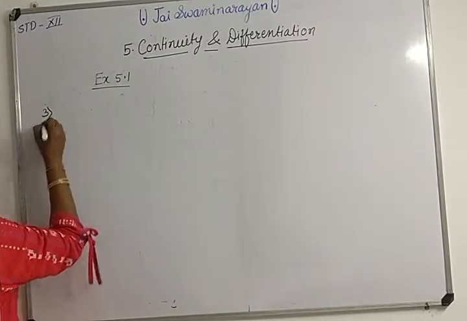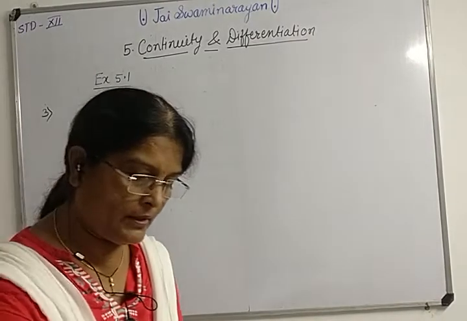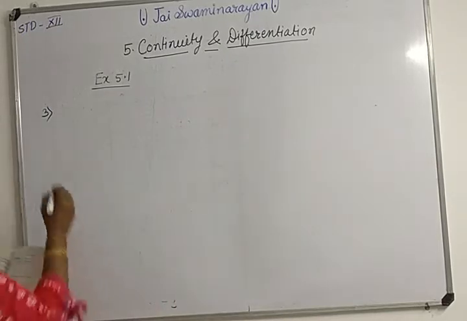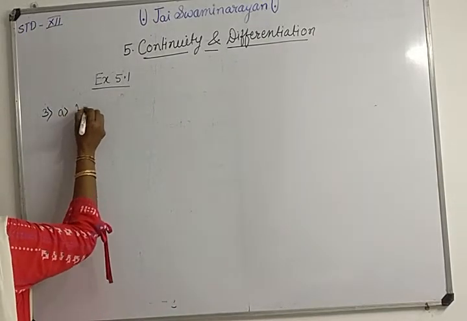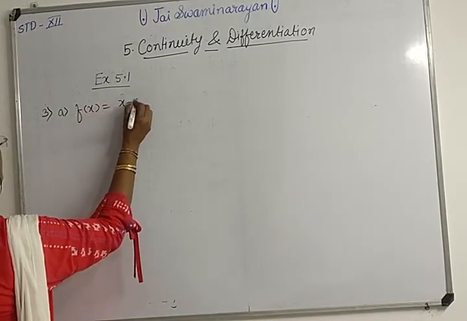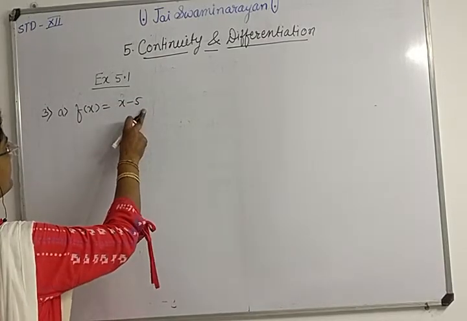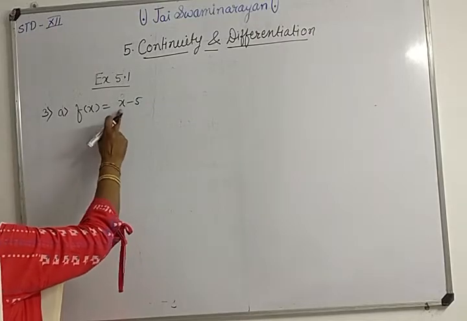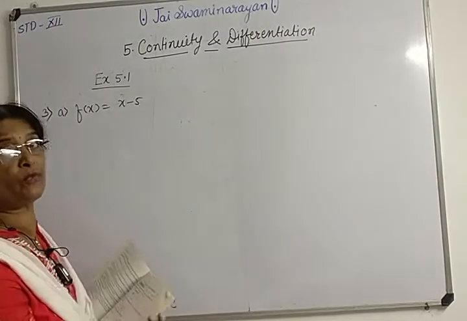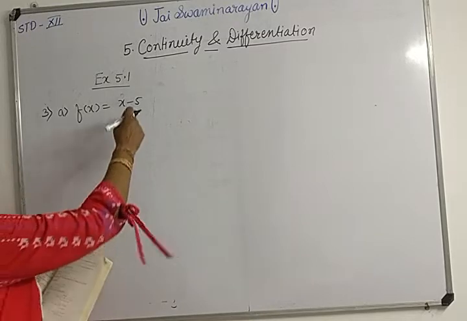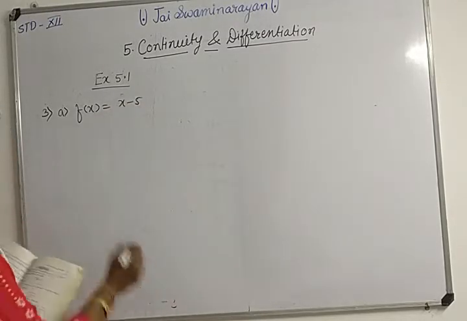Question number 3 is f of x. Number A. f of x equal to x minus 5. We have to check its continuity. Now since it is a polynomial function and every polynomial function is a continuous function, so it is a continuous function.